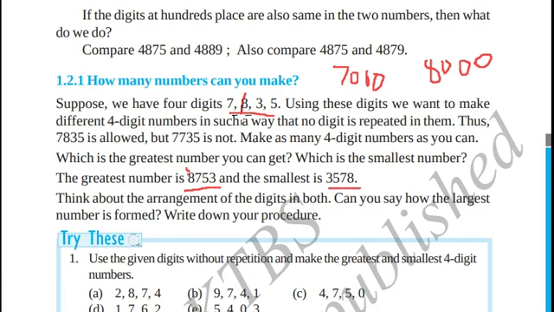Next we will place the second largest digit among these 4. 7 is the second largest, so we will place 7 in the hundreds place. We are done with 7. Between 3 and 5, 5 is larger, so we will place 5 in the tens place. Finally we are remaining with the ones place. We will place 3 in the ones place. So the largest number that we can make using these 4 digits is 8753 and the smallest number is 3578.